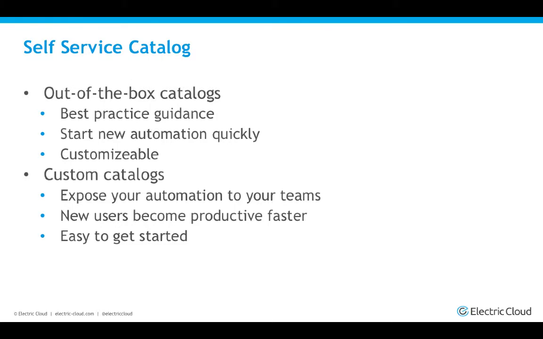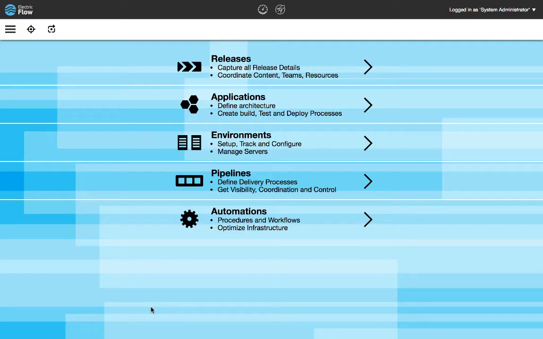We provide a number of built-in, out-of-the-box catalogs with guidance to start automating common tasks and tools in just a few steps. Aside from the built-in catalog, you can create your own reusable templates for common DevOps processes and configurations used by your team. New users can start their own applications, pipelines, and deployments easily and quickly by finding the right catalog item to fit their needs, entering the parameters, and clicking Run. Let's take a look at the self-service catalog.